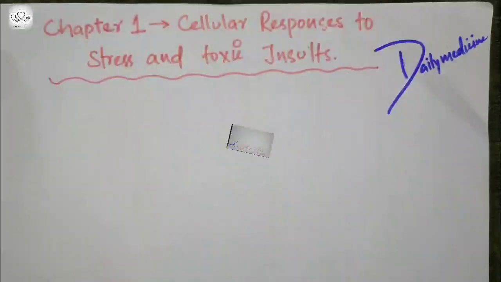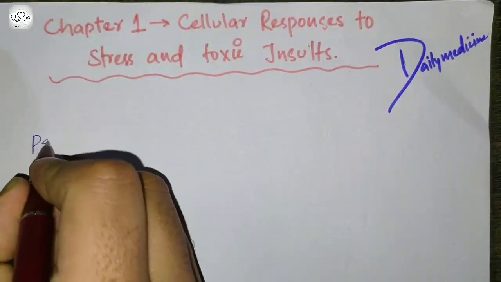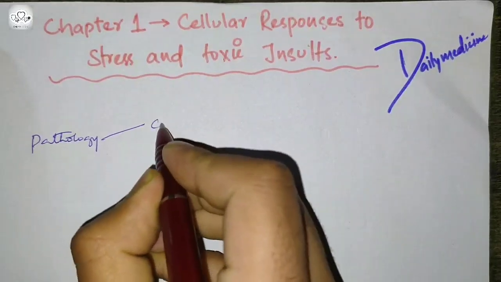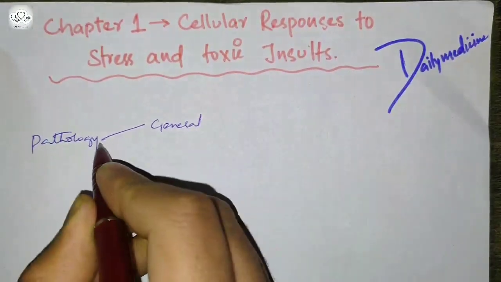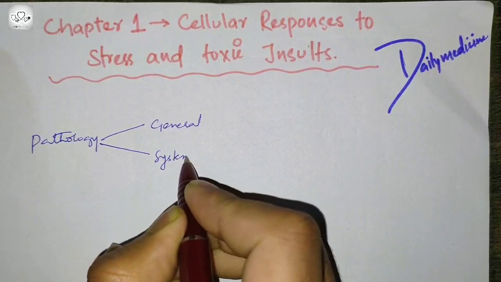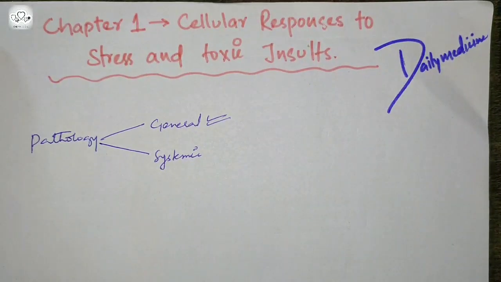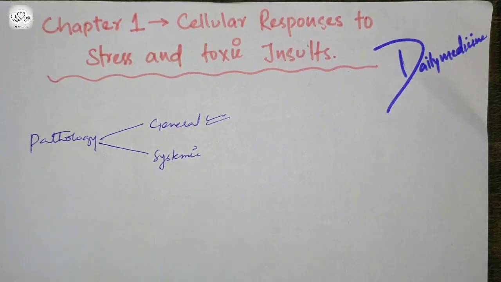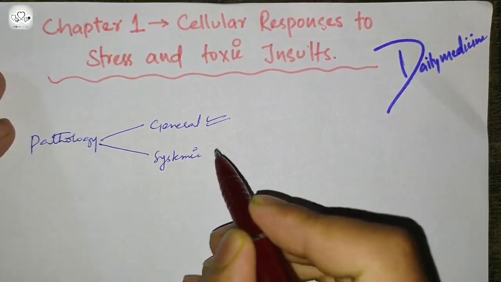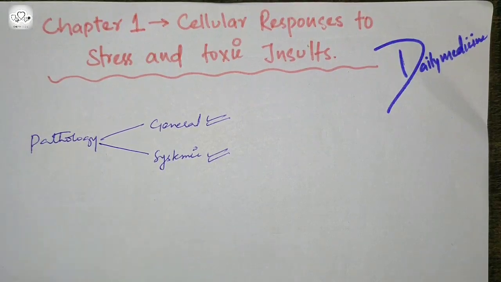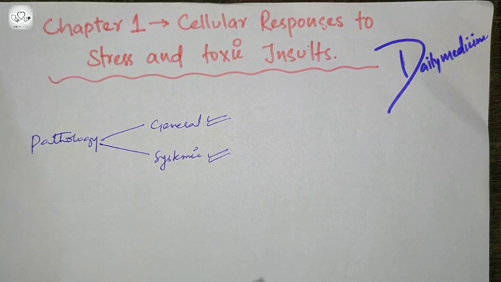So if we talk about pathology, as I have told you already, it is divided into two: general and systemic. In general pathology, we'll be studying some of the basic concepts, the most general concepts which apply to most of the organs. And in systemic pathology, we'll be studying systematically every organ, or we can say most of the organs which are important in our body.